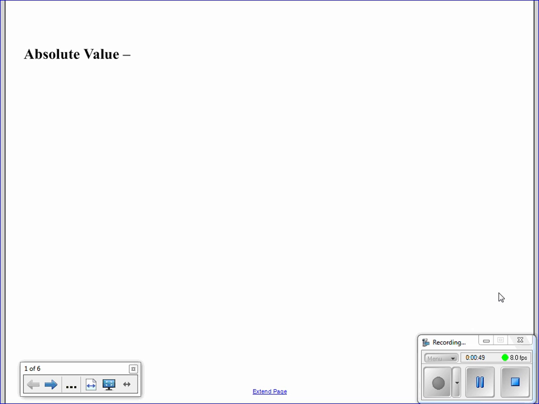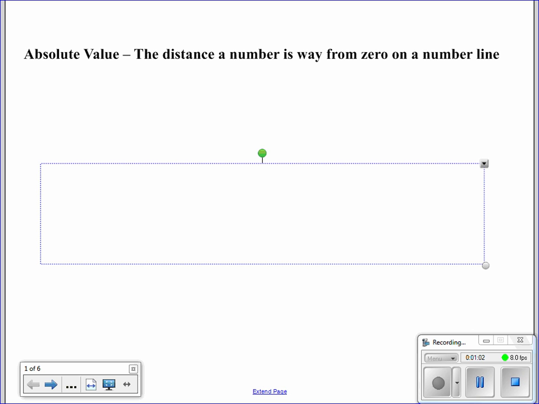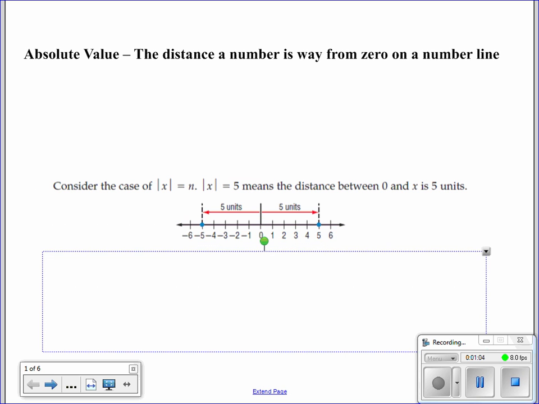Okay. Absolute value. First off, the definition here. Absolute value is the distance a number is away from zero on the number line. Okay. It's actually the distance a number is away from zero. And we can look at that here in a problem like this.